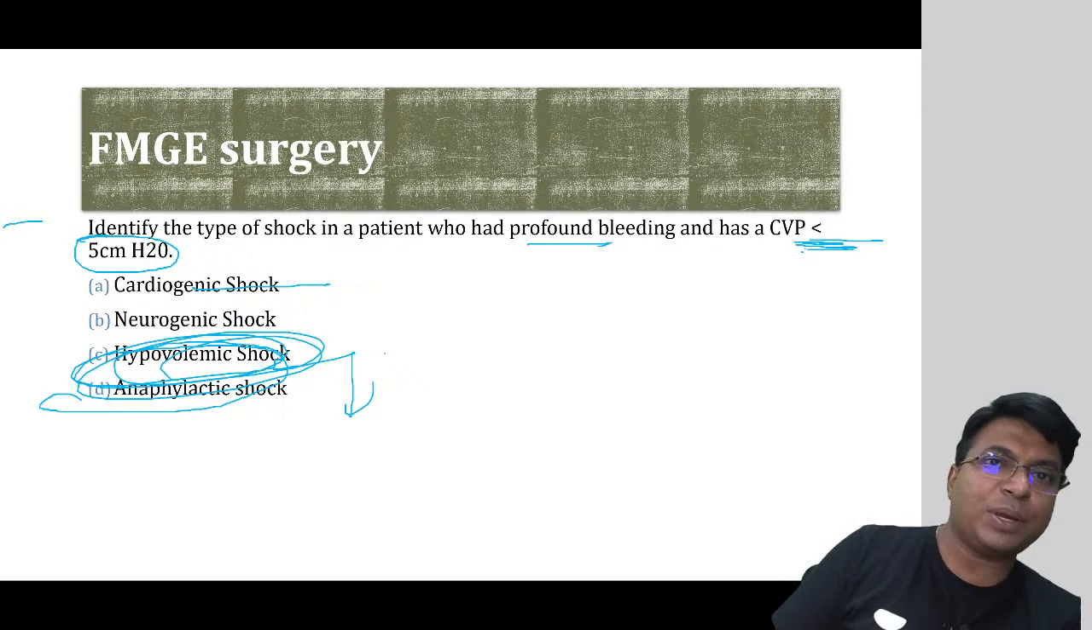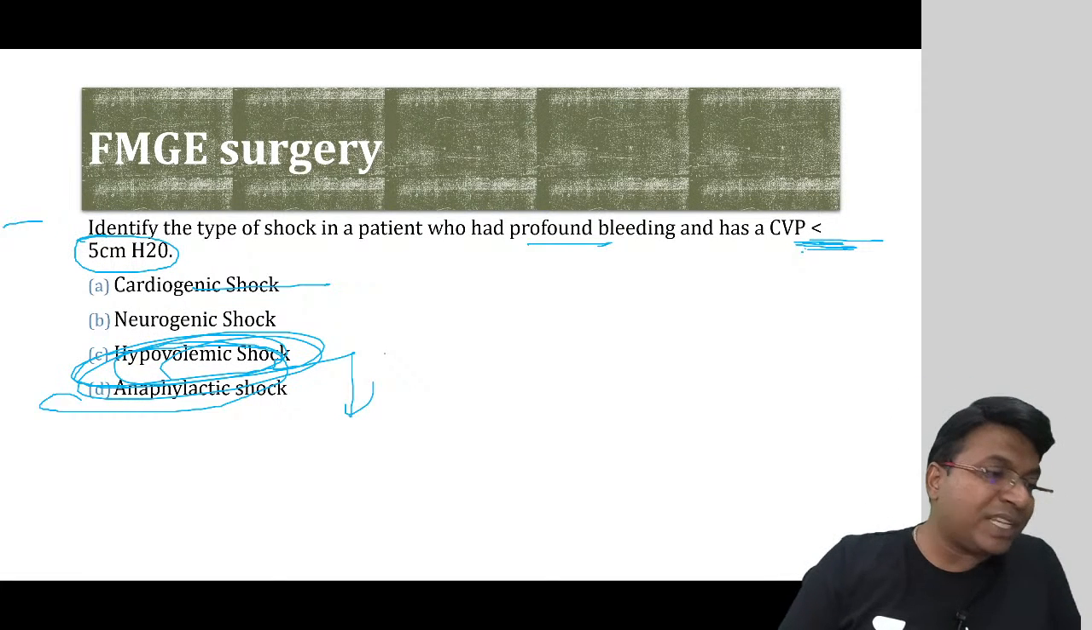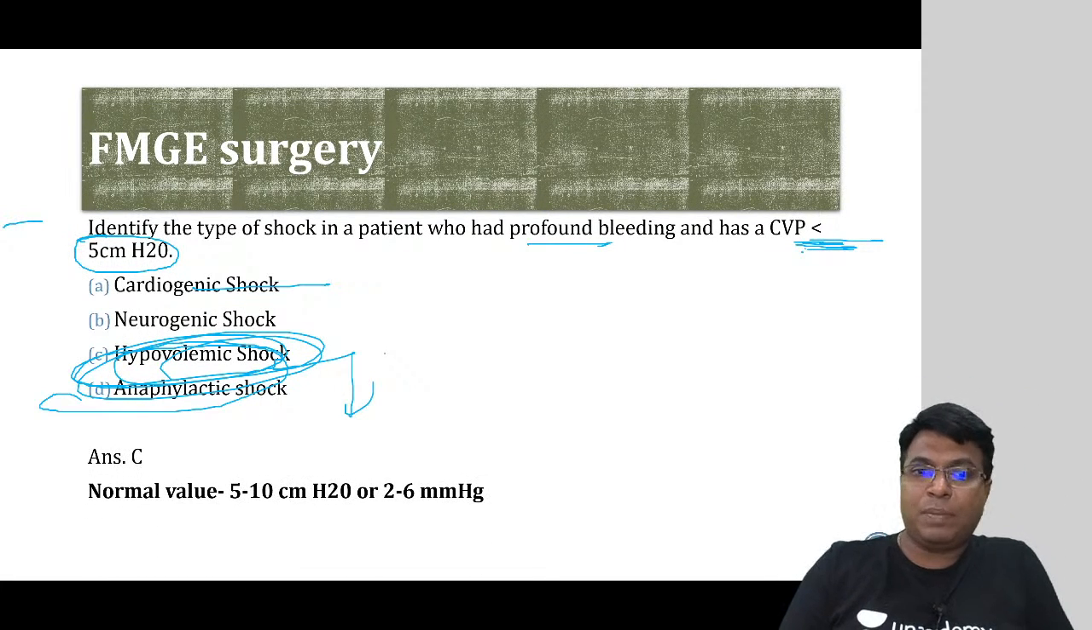So from the history itself, you can see the patient developed shock following hypotension and profound bleeding. That itself is a clue for you. You have to go for hypovolemic shock.